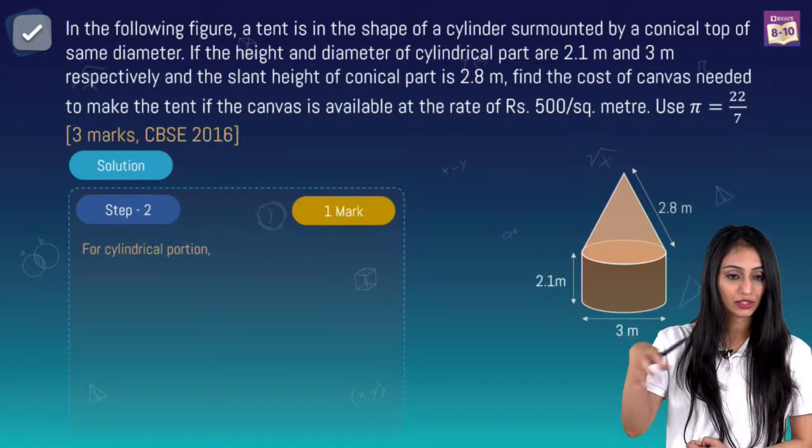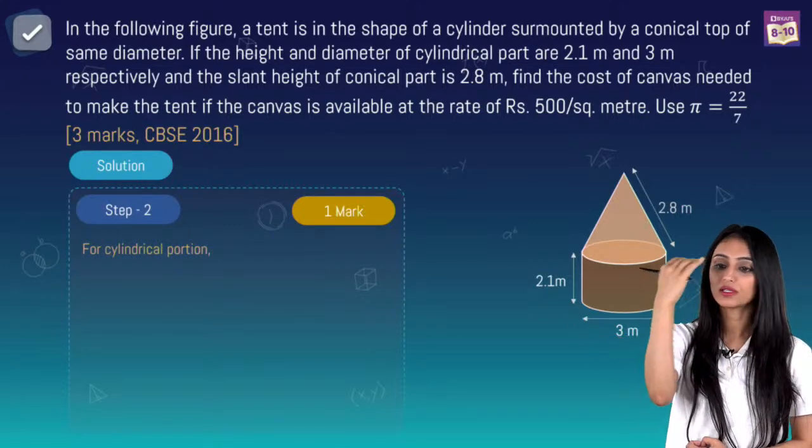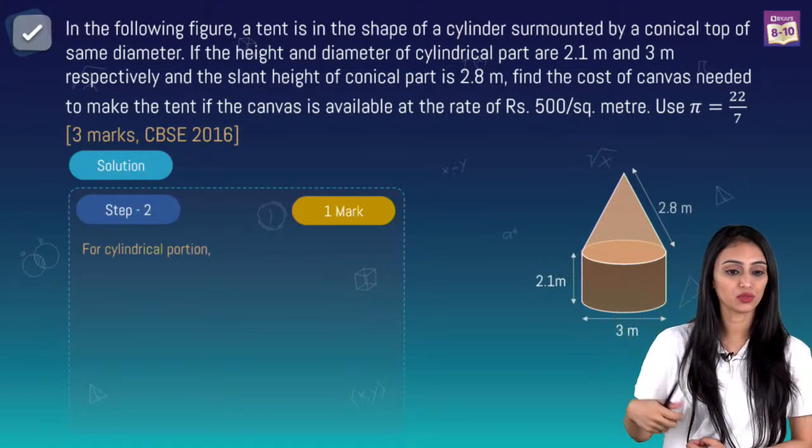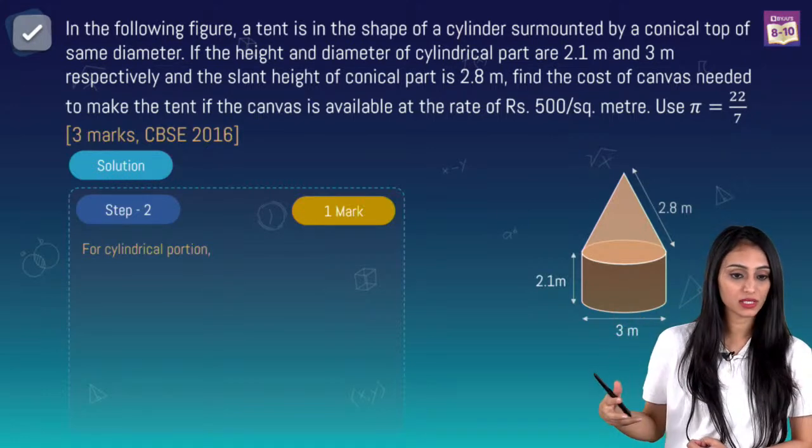So this cloth that we are using here, the area of this canvas, the cloth that we are using to form this tent.